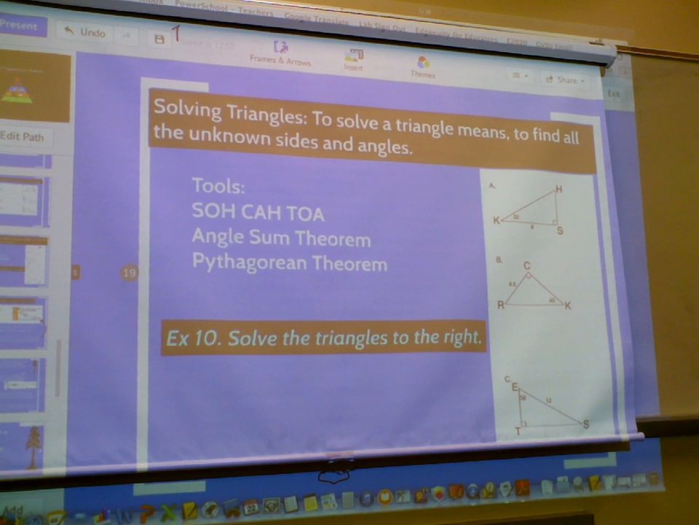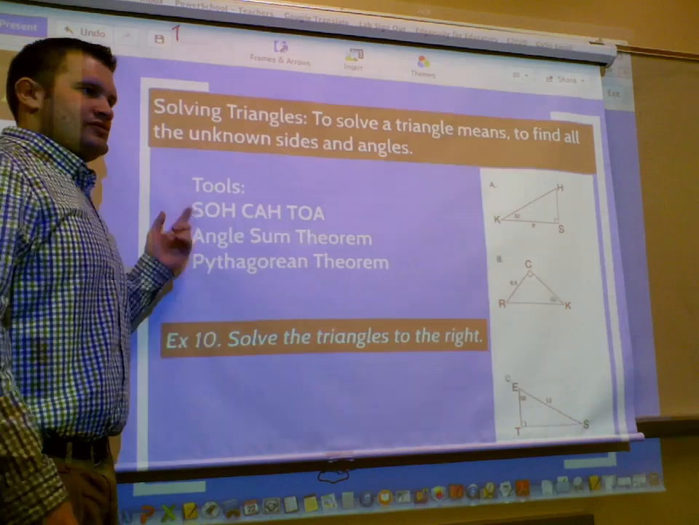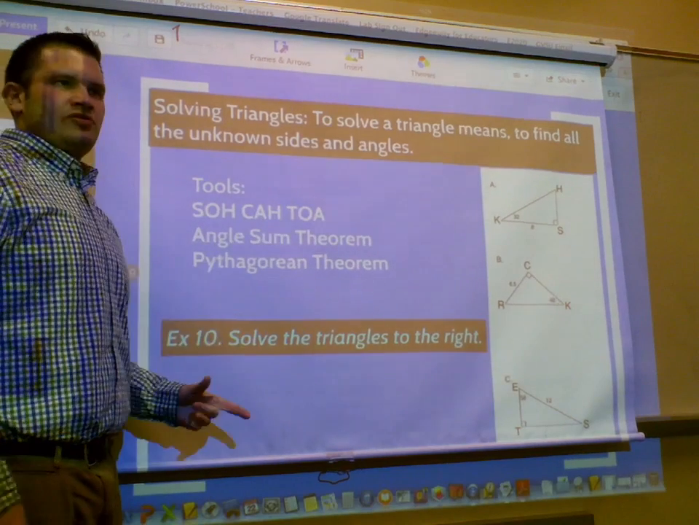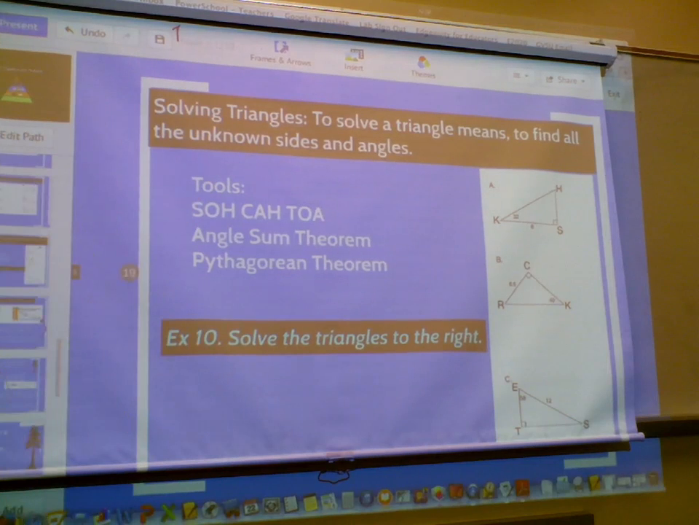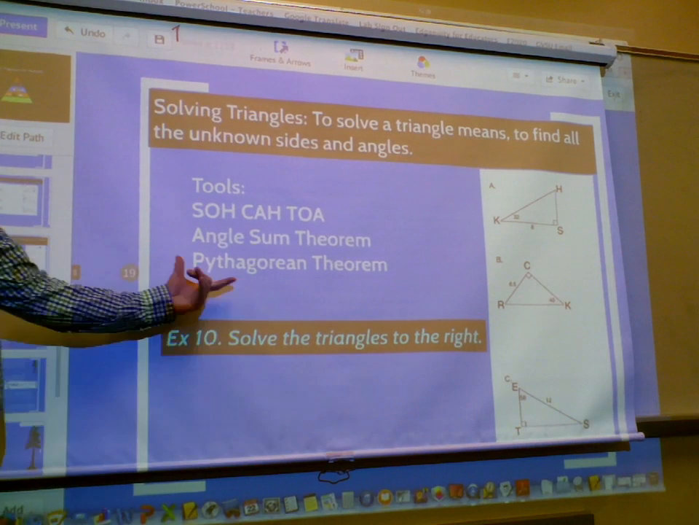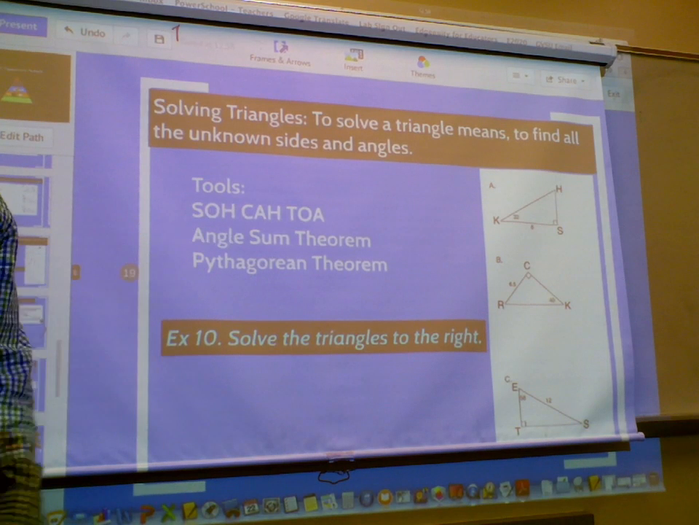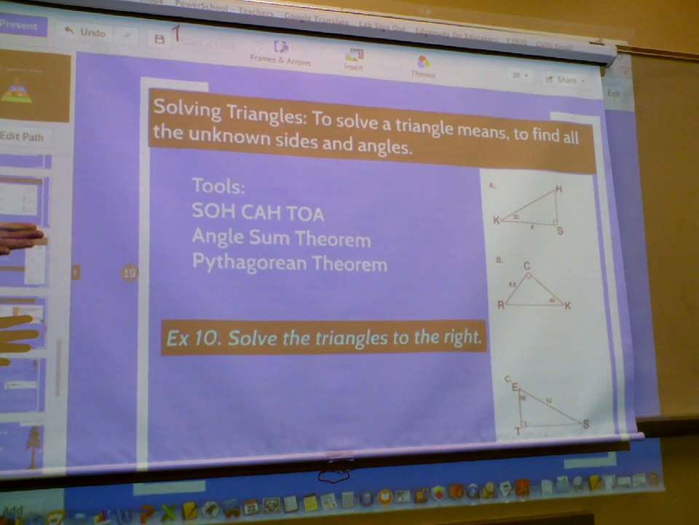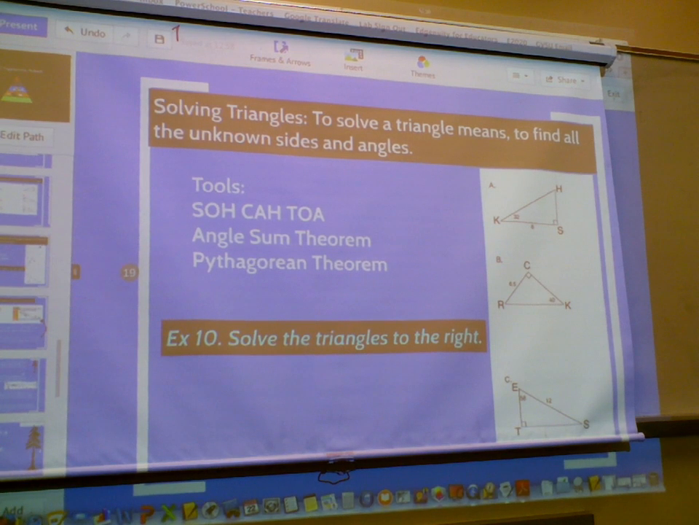Now this is not anything new. That's a lot of work, though. The tools we'll be using are SOHCAHTOA, sine, cosine, and tangent. Angle sum theorem, that means all the angles add up to 180. Pythagorean theorem, a squared plus b squared equals c squared. So it's nothing new, it's just a new spin on things. It's a new outlook, if you will.